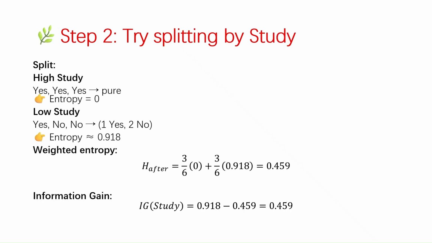Let's try our first feature, study. If we split the data, high study, all yes, perfectly clean. Low study, mixed, still messy. So after the split, the data becomes partially cleaner. We calculate the weighted entropy and get an information gain value. This tells us how much the split helps.